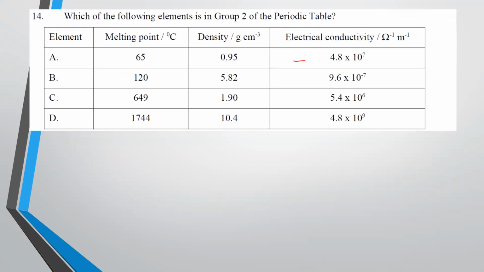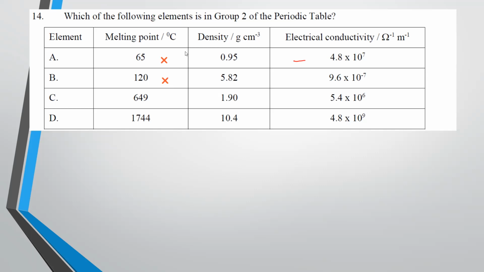Number 14, which of the following is a group 2 element in the periodic table? So you have to know the group 2 of the periodic table. Number 1, it must have a relatively high melting point, above 300, that is for sure. And then number 2, if above 300, automatically this A and B is already wrong.